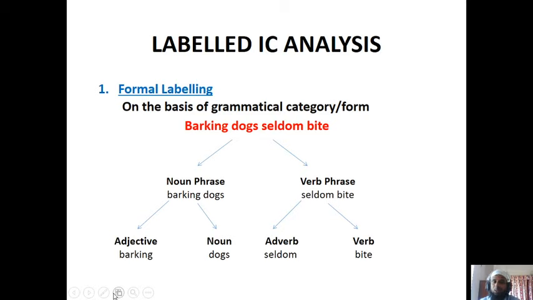You have here noun phrase and verb phrase. Instead of the barking dogs and seldom bite at the very beginning, you use a grammatical category. Noun phrase is the grammatical category and verb phrase is also a grammatical category. And we know that noun phrase consists of an adjective and a noun, and verb phrase consists of maybe adverb and verb. So here grammatical labeling, adjective, noun, adverb, verb are used.